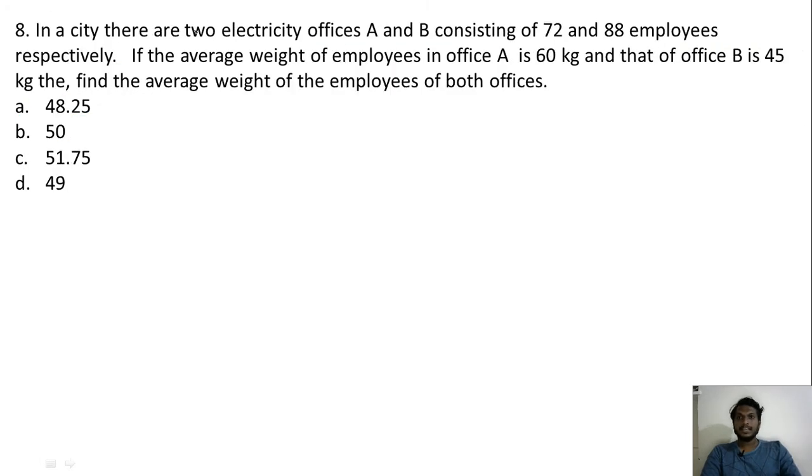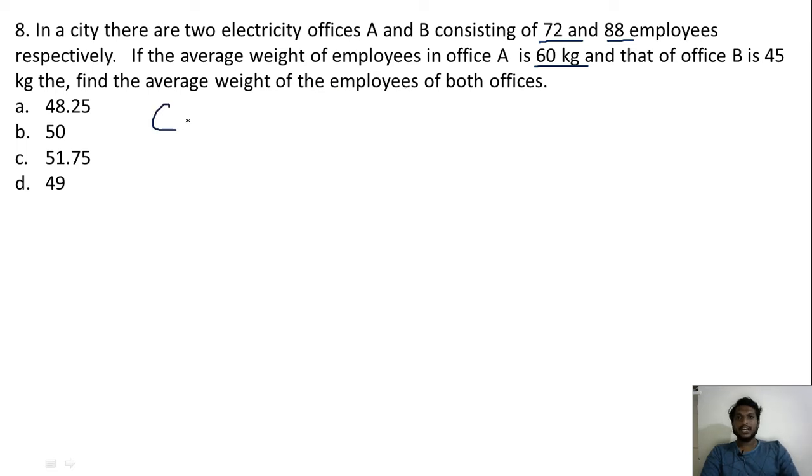In a city there are two electricity offices A and B consisting of 72 and 88 employees respectively. If the average weight of employees in office A is 60 kg and that of office B is 45 kg, find the average weight of the employees of both offices.